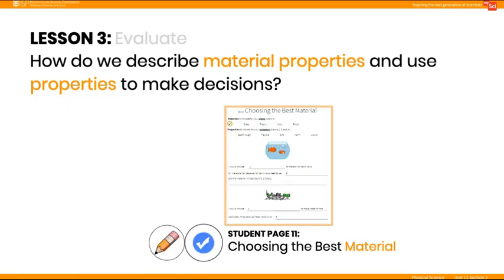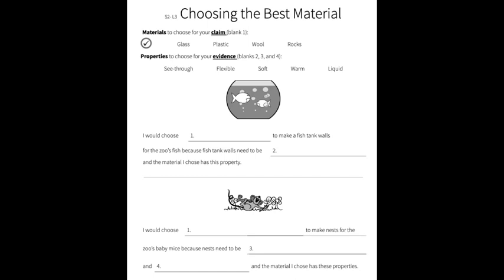In the Evaluate, reflect with students about how they took on the role of scientists as they explored properties of materials and thought about the best purpose of them. Be sure they understand how this connects to designing a zoo habitat with many different materials. Finally, direct students to Student Journal page 11, Choosing the Best Material.